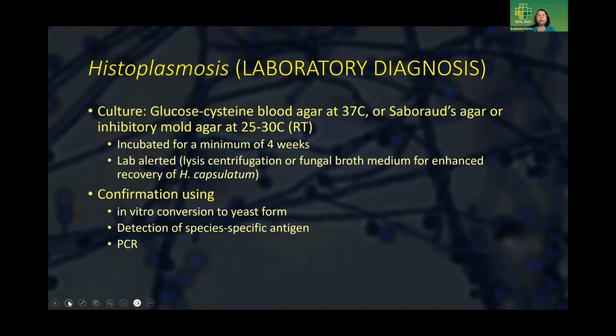Specimens are cultured in rich media such as glucose-enriched blood agar at 37 degrees centigrade, or on SDA or IMA at 25 to 30 degrees centigrade or room temperature. These are incubated for a minimum of 4 weeks. Growth is confirmed using in vitro conversion to yeast form, detection of species-specific antigen, or PCR.